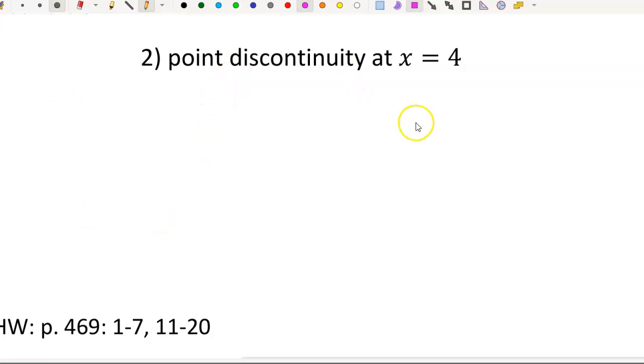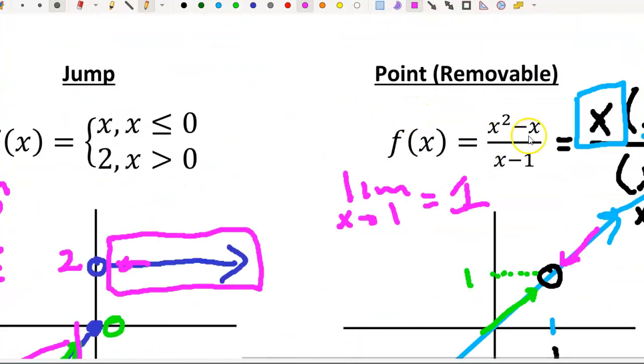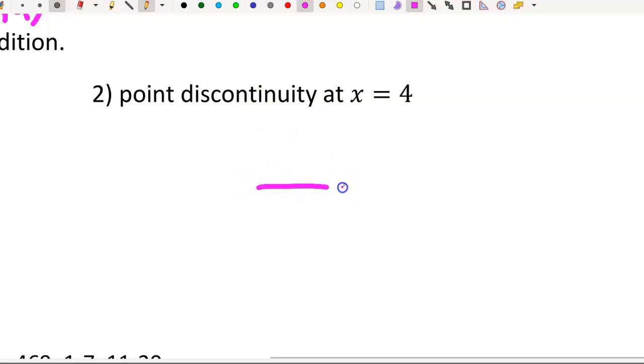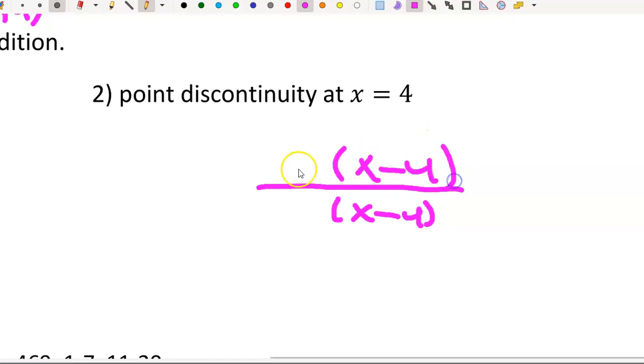Give you a second. If you just take the one from up here and adjust it to x minus 4 instead of x minus 1, you'll get the point discontinuity at 4 instead of 1. Okay?